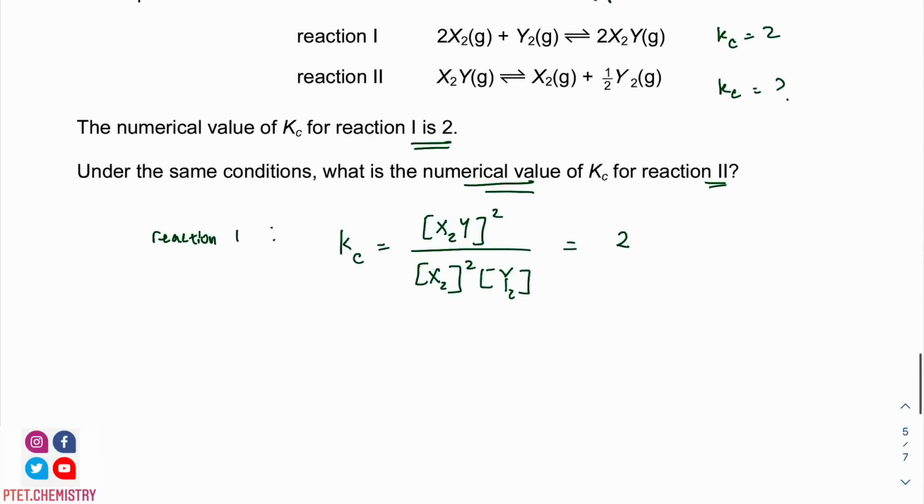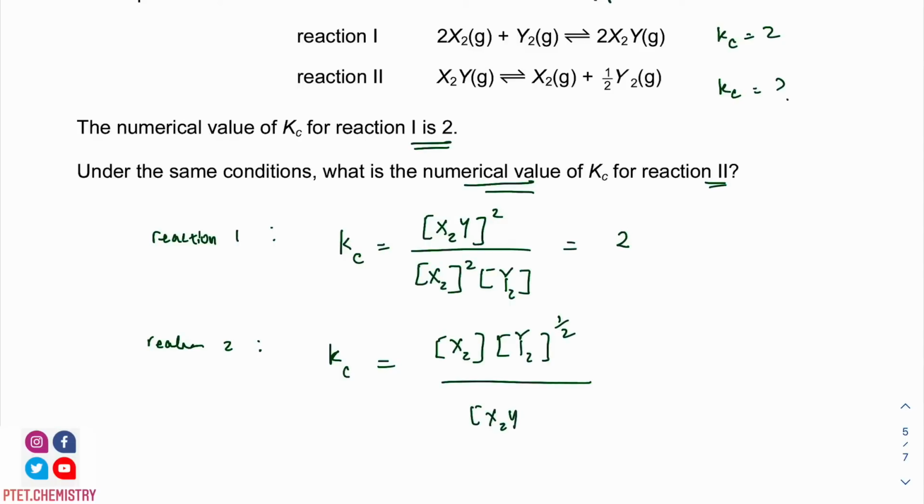All right, how about reaction 2? So for reaction 2, on the right hand side, I have x2 to the power of 1, that's the concentration of x2, y2 to the power of half, and x2y to the power of 1. These are all just based on the equation given. The right hand side concentration raised to the power as appropriate from their balance equation, over the concentration of the reactant raised to the power of whatever the balance equation. Alright, so I need to think about how to relate this to this.